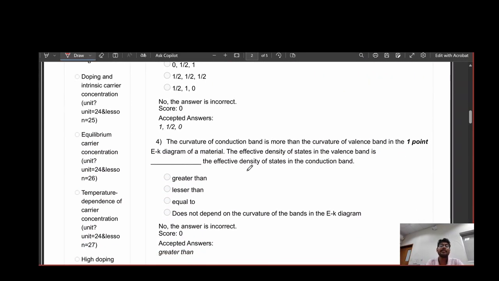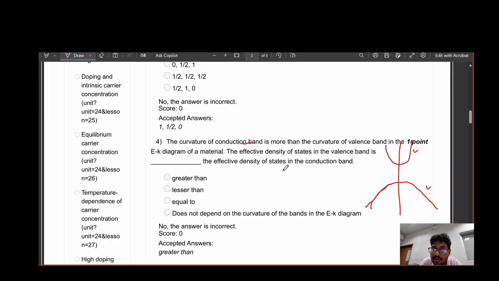The next one is the curvature of the conduction band. This is the conduction band, and its curvature is more than the curvature of the valence band. This is the curvature of the valence band. This is more, this is less. The curvature of the conduction band is more than the curvature of the valence band in the E-K diagram of the material.